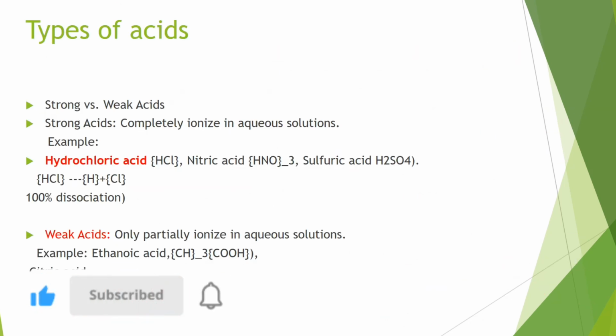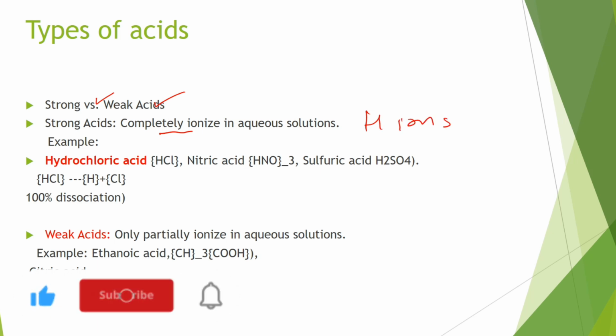Now, types of acids. In this slide which is shown, I will tell you how many types of acids are present. There are two types of acids, strong acids and weak acids. What's the difference between strong acids and weak acids? A strong acid is an acid that is completely ionized in water, meaning it releases almost all its hydrogen ions.